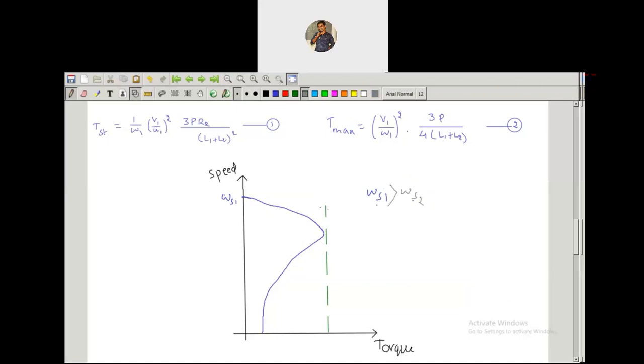Omega s1 is for the corresponding frequency W1, and this is for the corresponding frequency W2. That is, W1 is more than W2. I am going to reduce this omega 2 value. Now tell me, what about the starting torque? For the omega 2 value, is the starting torque going to increase or decrease?